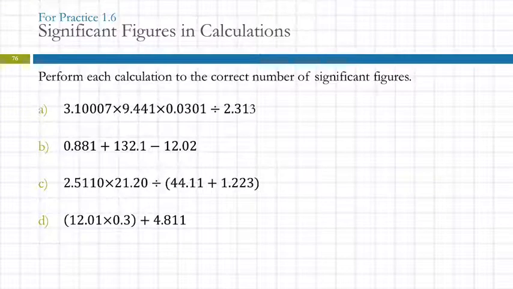Let's do some more examples. So here we've got a whole bunch of numbers. This is all multiplication, okay? So do all the multiplication, write down the answer. So let's do that. 3.10007 times 9.441 times 0.0301. I'm sorry, there's division in there too, but division uses the same rules. So I'm doing that math, and I'm writing down what the calculator says.